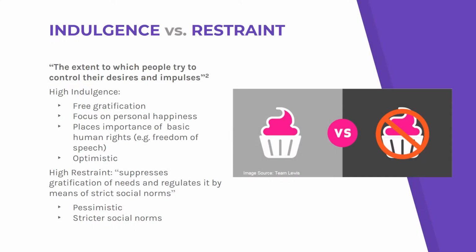Our final index is indulgence versus restraint, and this is the extent to which people actually try to control their desires and impulses. So a high indulgence index means that people are open to gratification and happiness, and are generally optimistic members of the society, whereas a high restraint index means that people tend to be pessimistic and have a stricter social norm to follow.